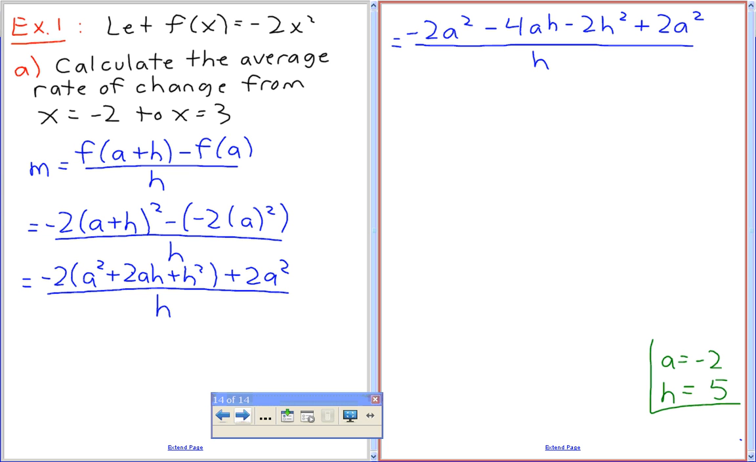Melody, what do we now do, if anything? You can cancel the negative 2a squared with the 2a squared. Oh, yes, you can. So it turns to negative 4ah minus 2h squared over h. Life is good.